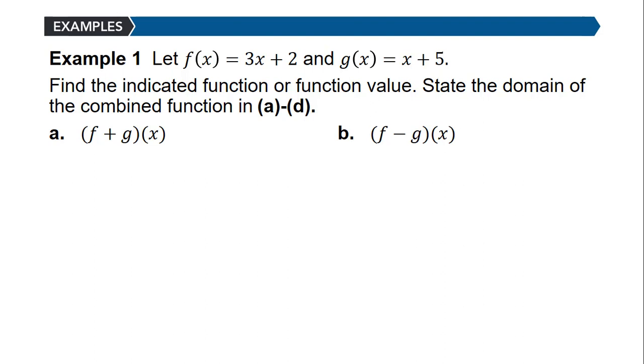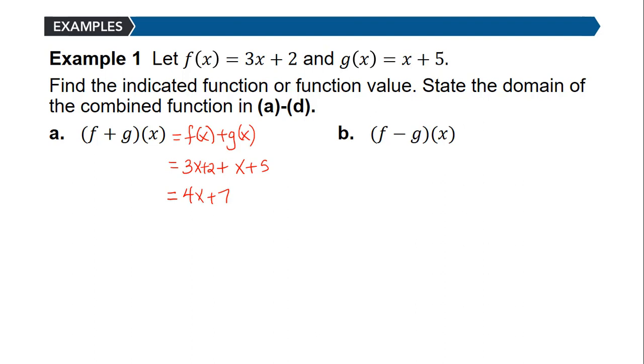So by the definition that we just stated, this is equal to f of x plus g of x. So to find the sum, we will add the 3x plus 2 to the x plus 5. So we literally just add the two expressions together. Combining like terms, we get 4x plus 7.